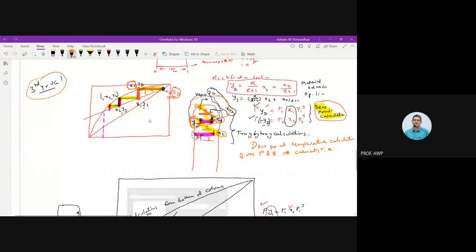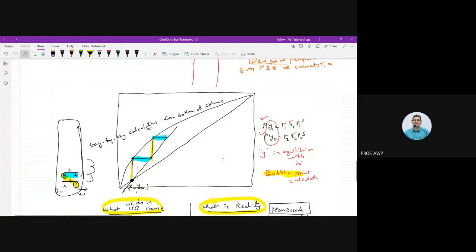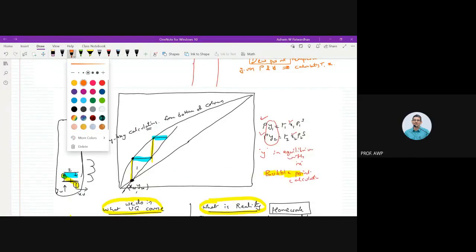Yes, sir. Okay. Now, dew point calculation, you people only told me that dew point calculation is difficult. Correct or wrong? Who was telling me last time that dew point calculation is difficult as compared to bubble point? Isn't it? Yes, sir. So if you think about doing the calculation from the bottom of the column to the top of the column, now imagine that.